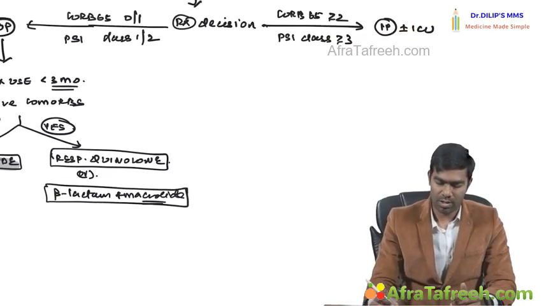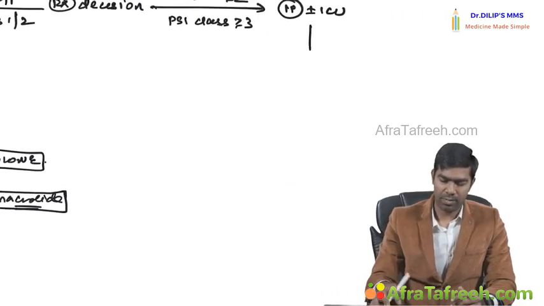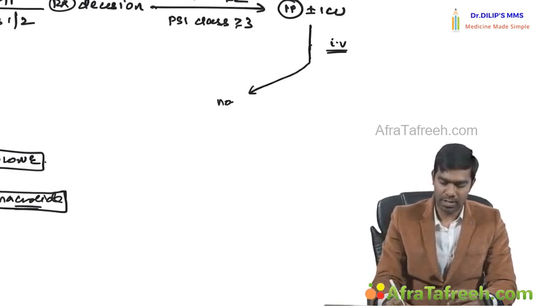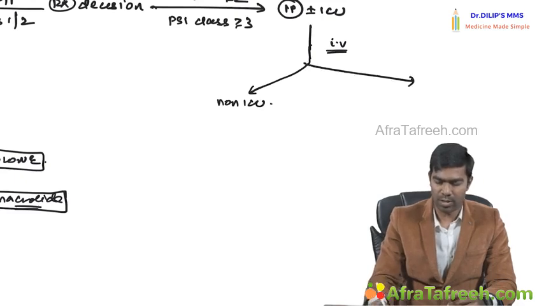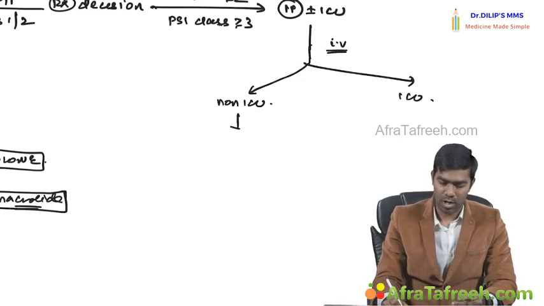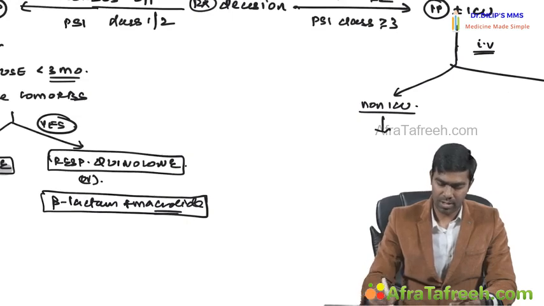But suppose the patient is planned to be treated in IV or ICU, very likely I am going to prefer an IV antibiotic. So in this condition, again I can split into patients who are not having ICU care or those who are present in the ICU.